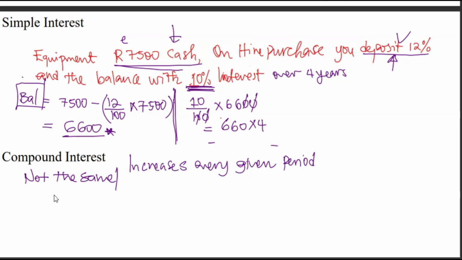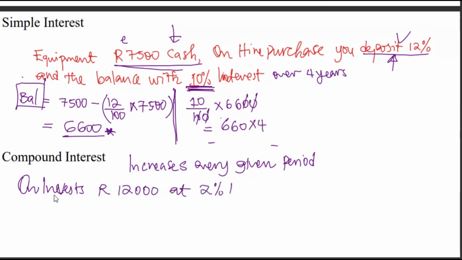If they say compounded quarterly, that means it's going to increase four times in 1 year. Okay, let's take examples. If you're told one invests 12,000 at 2% per annum compound.